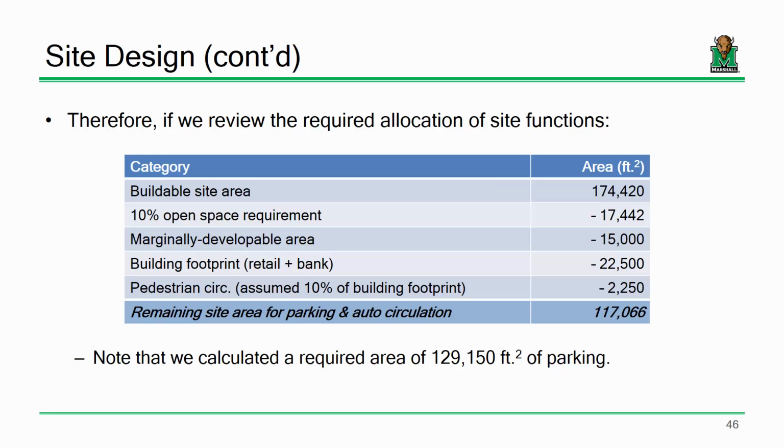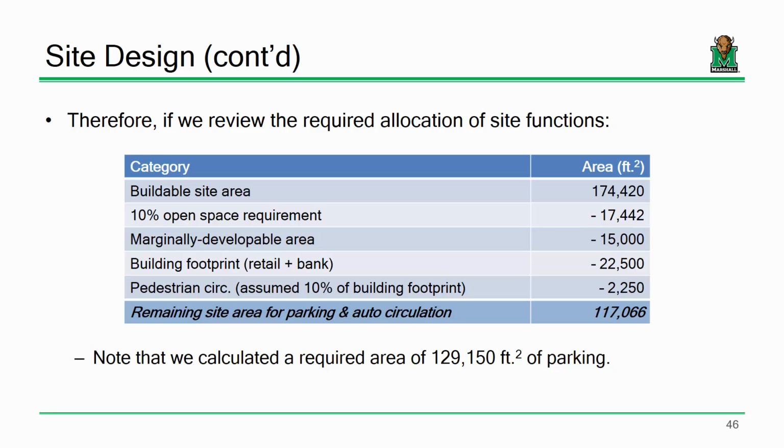Let's also then assume that we got to have sidewalks. We got to have walks. We got to have pedestrian circulation provided. So let's assume that's 10% of the building footprint. Okay? When it's all said and done, if I just take off all that, I only have 117,000 square foot on the site for parking. But if I were to build all that office space, I would need 129,000.